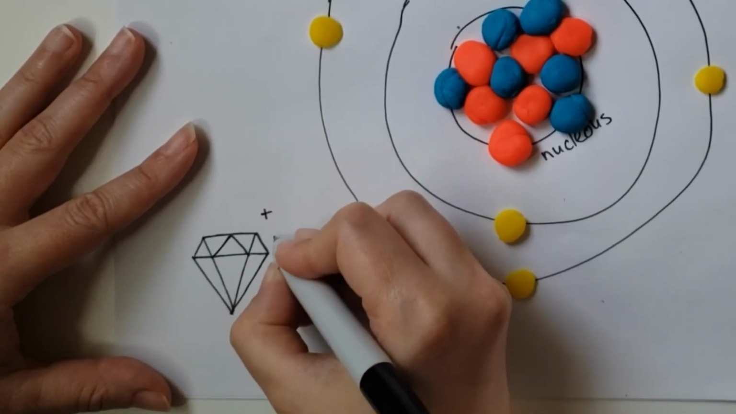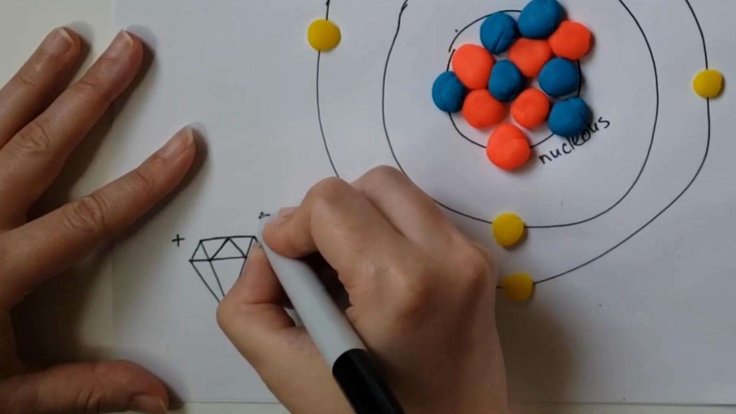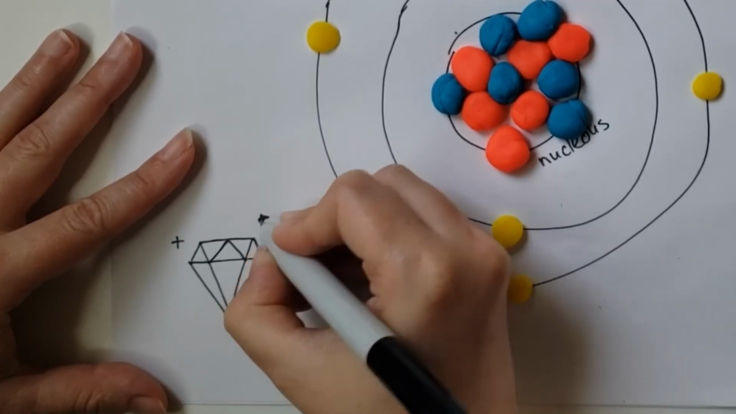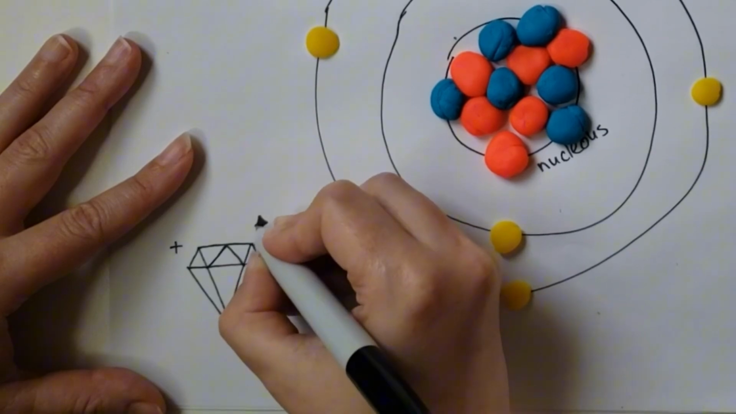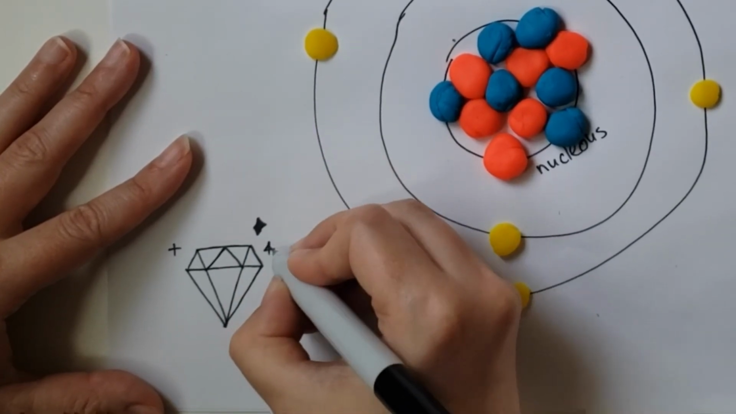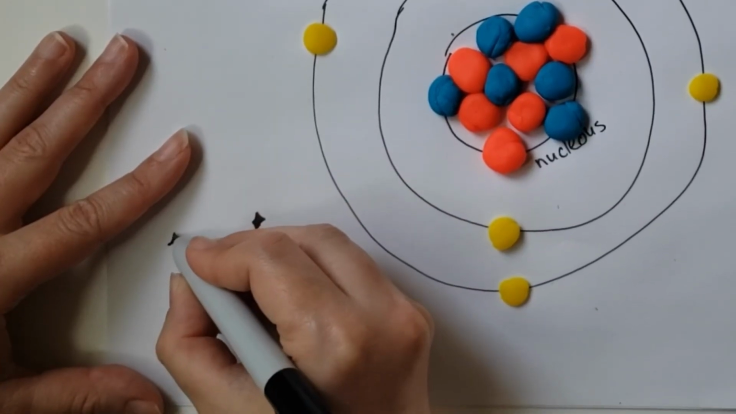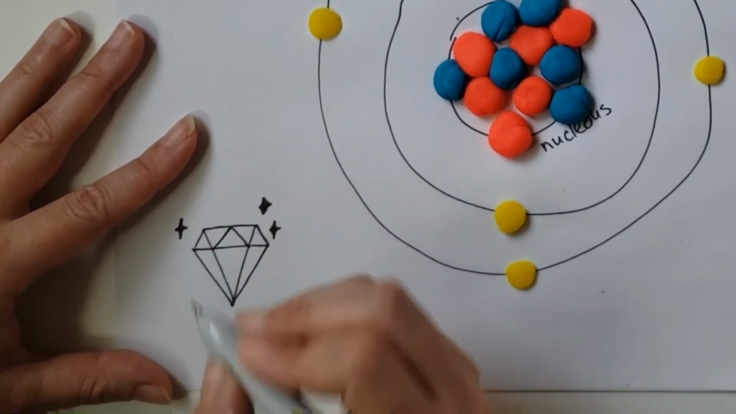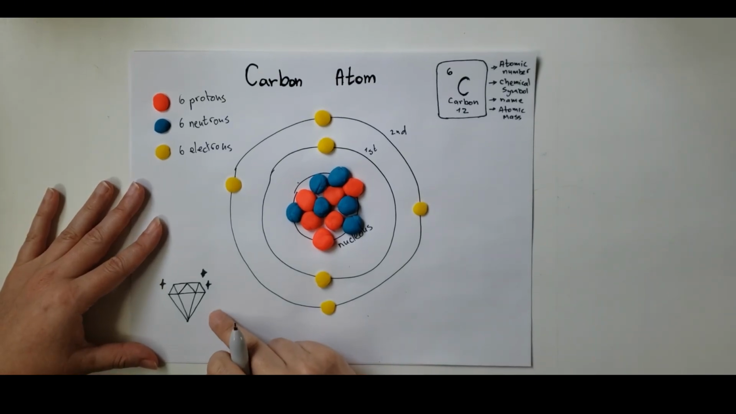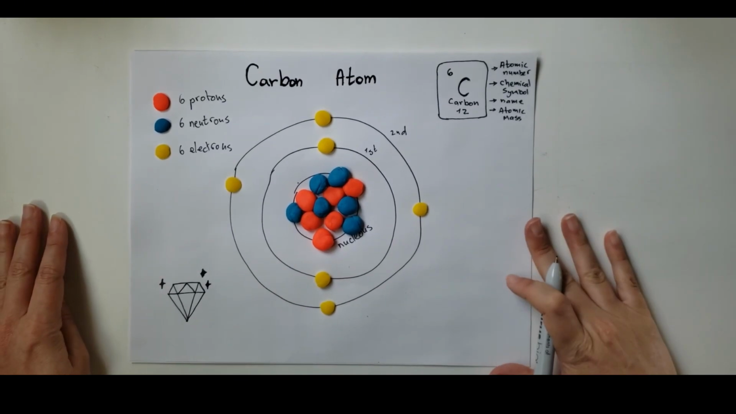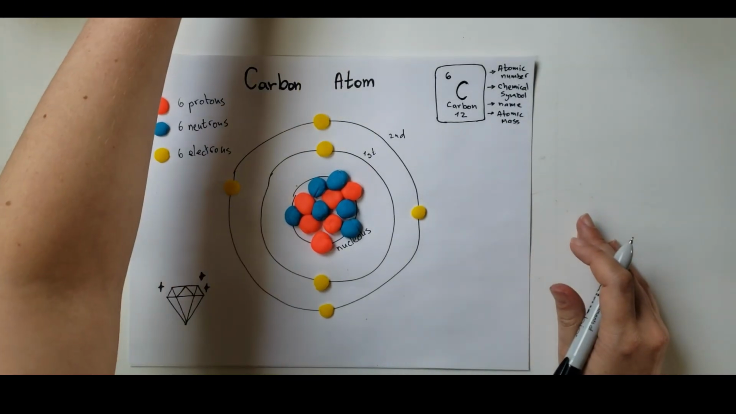Now let's add some sparkles. You can add plus signs. Now you can make them a bit thicker if you want. Now we have a sparkling diamond. Where else can we find carbon? How about in the graphite of a pencil?